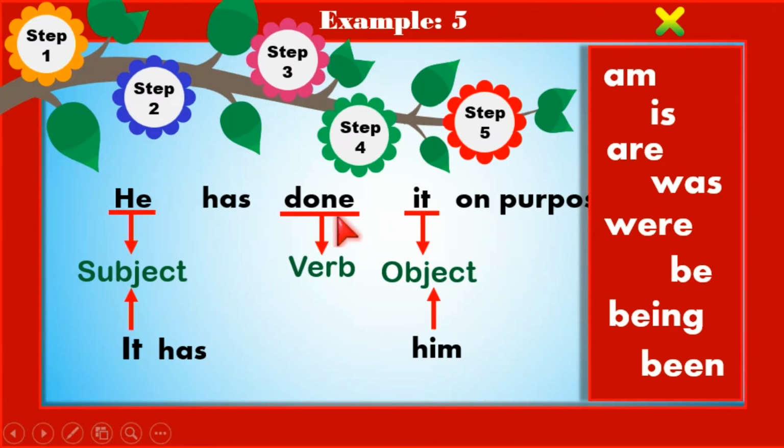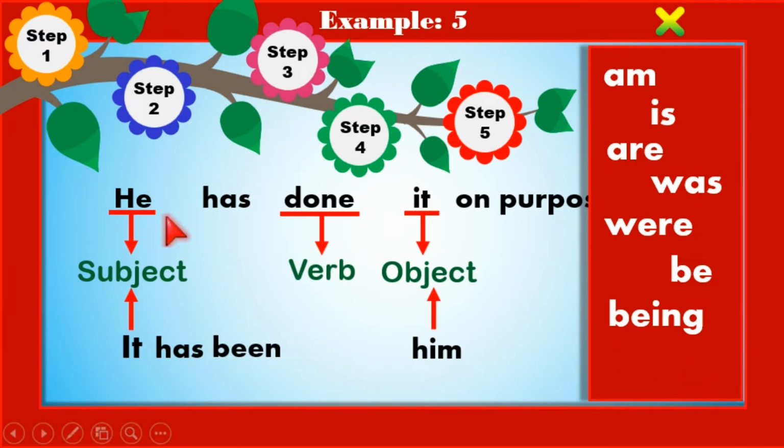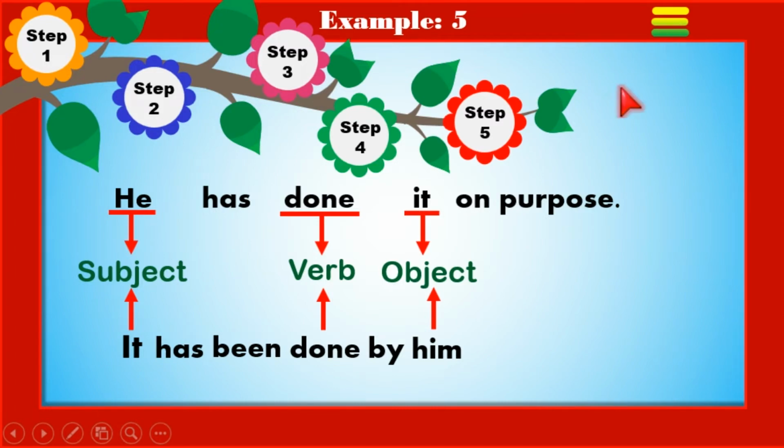If the sentence is perfect tense, either present perfect or past perfect, you should use been. So it has been. Then past participle form of the verb, done. Step 5, by. Last, remaining part of the sentence. What is the remaining part of the sentence? On purpose. Now we got the answer. It has been done by him on purpose.